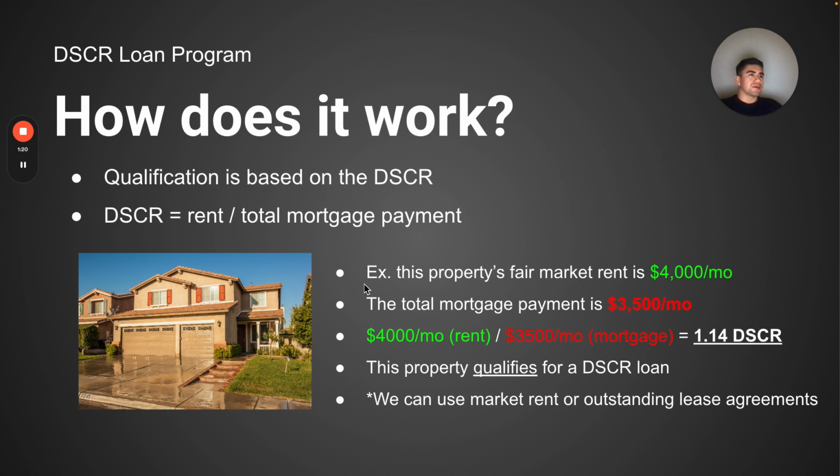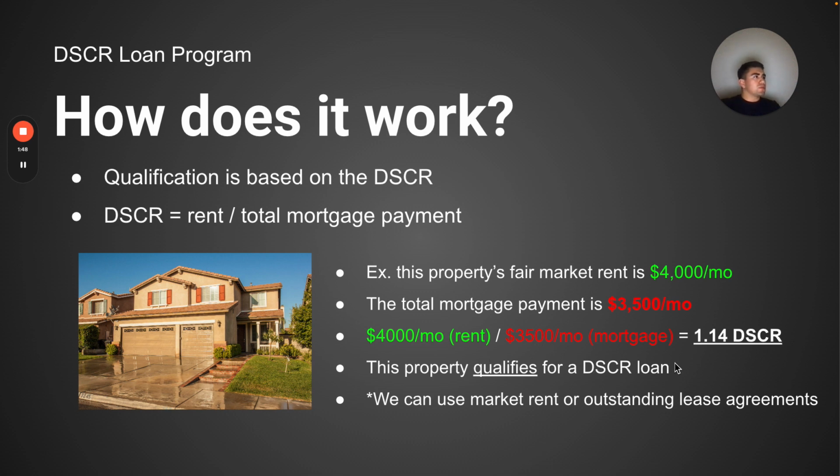In this example, we have this property. Let's say the fair market rent for this property is $4,000 a month. The total mortgage payment is $3,500 a month. So we're going to take our monthly rent and divide it by our mortgage payment. That's going to give us a DSCR ratio of 1.14. As you can see, in this case, the property qualifies for a DSCR loan.